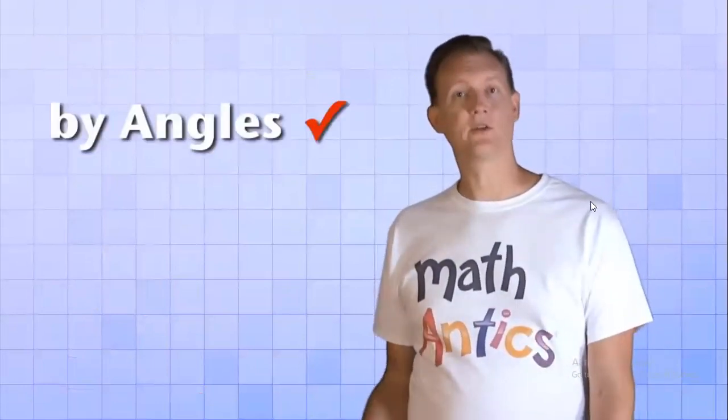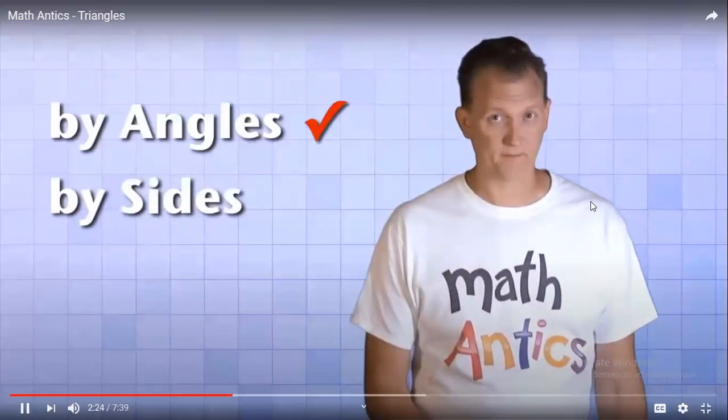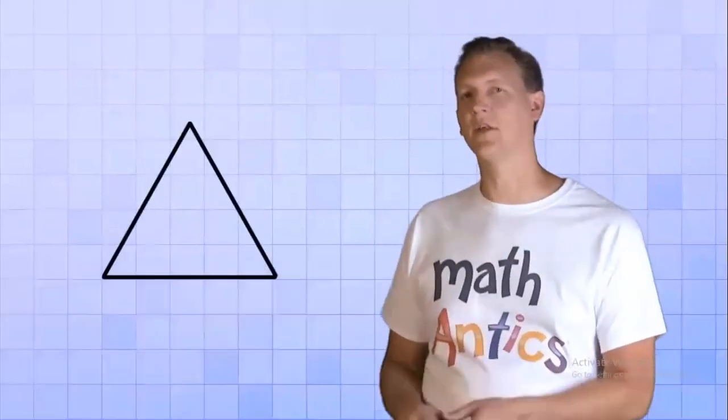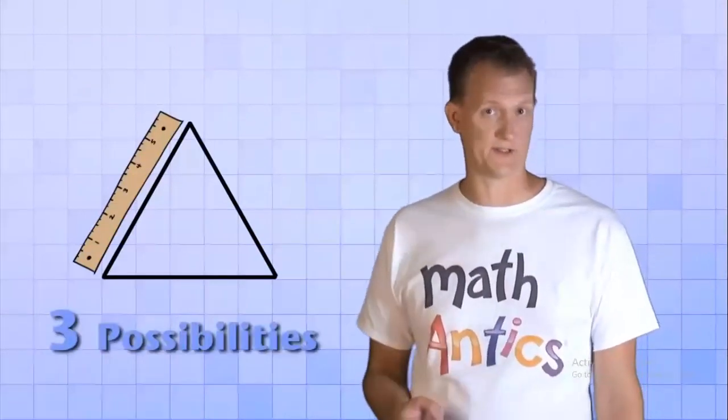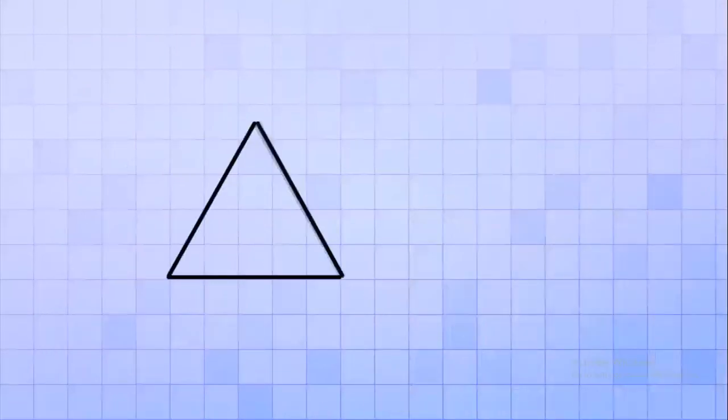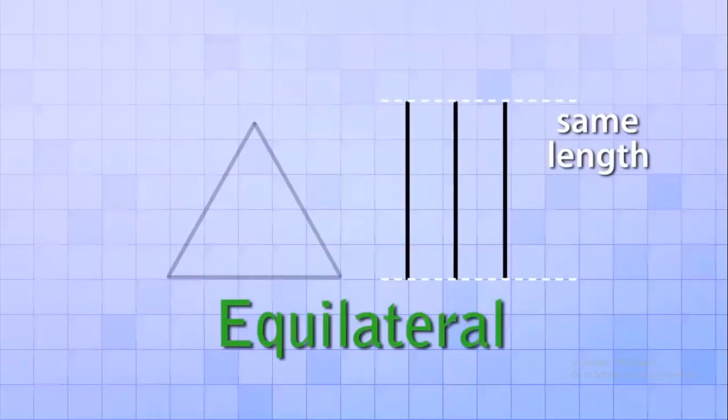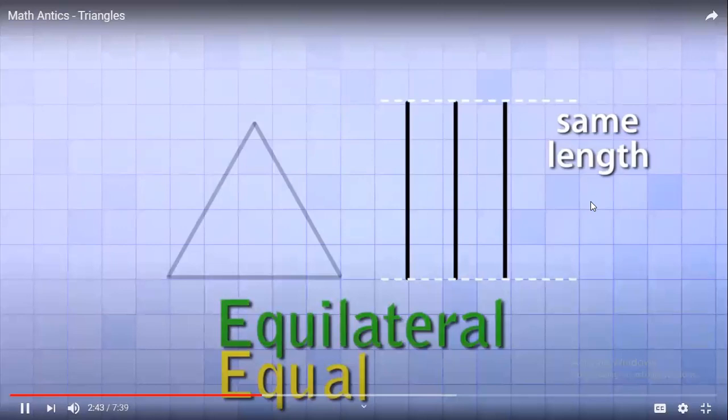All right then, classifying triangles by angles is pretty simple, but we can also classify triangles by their sides. If we pay close attention to the length of each side of a triangle, we can see that there's three possibilities. First of all, if all three sides of a triangle are exactly the same length, then we call it an equilateral triangle. It's kind of a long word, but it's easy to remember because it sounds like it has the word equal in it.